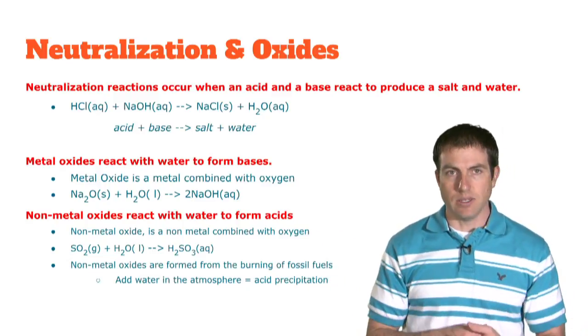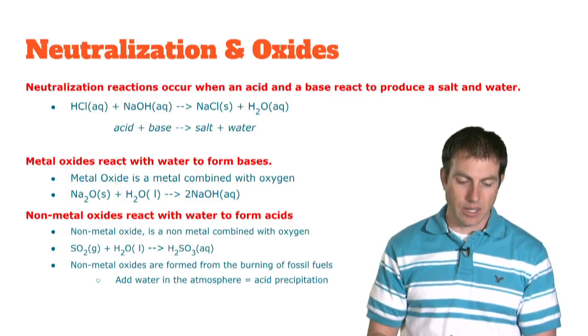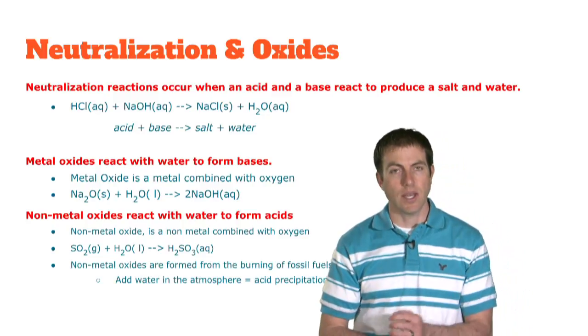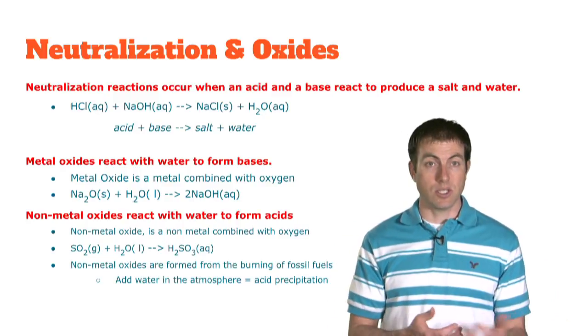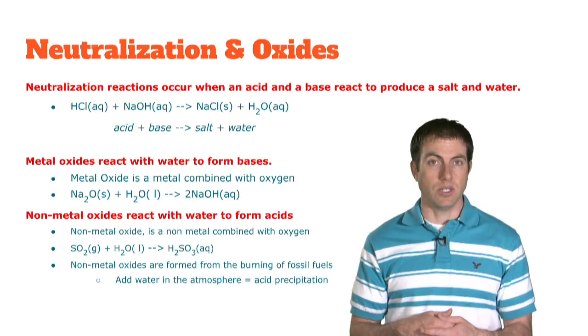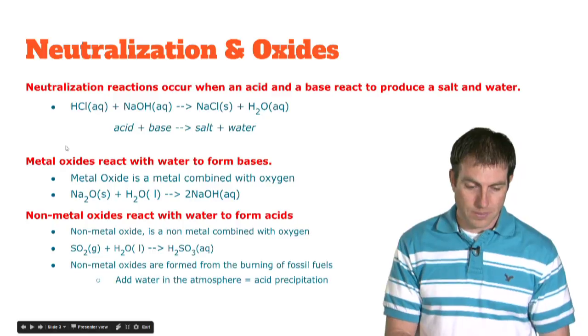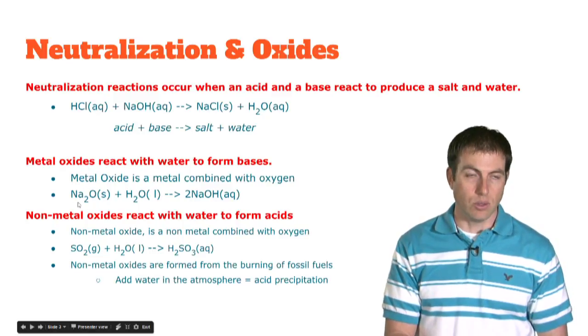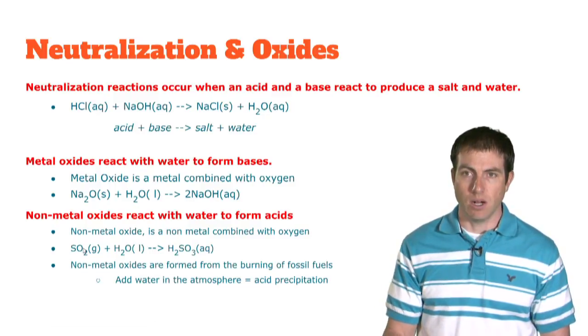Unfortunately, you just have to know what they look like. Hopefully you can recognize a metal oxide and a non-metal oxide. They're, again, classifications of compounds. A metal and an oxygen is a metal oxide. A non-metal and an oxygen is a non-metal oxide. So anytime you have something like Na2O, that is a metal, sodium, and then oxygen, metal oxide. And then if you have something like SO2, that's a non-metal, sulfur, and oxygen, non-metal oxide.